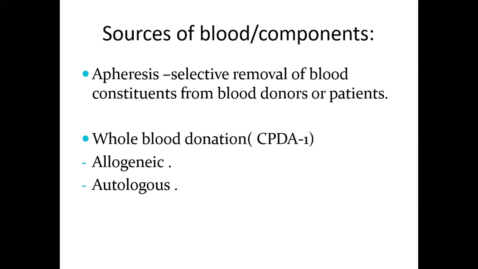Next, okay. So the sources of blood and blood component, as you may understand, it is from a donor. And we get blood from a donor different ways. We can either do apheresis. This is by use of a machine. There is a special machine where you can either get the blood as it is, or a selective removal of blood constituents from blood donors or patients. So in this case, you can put a donor on the machine and maybe collect red blood cells alone, or collect platelets alone, or plasma, or some other components of the blood.